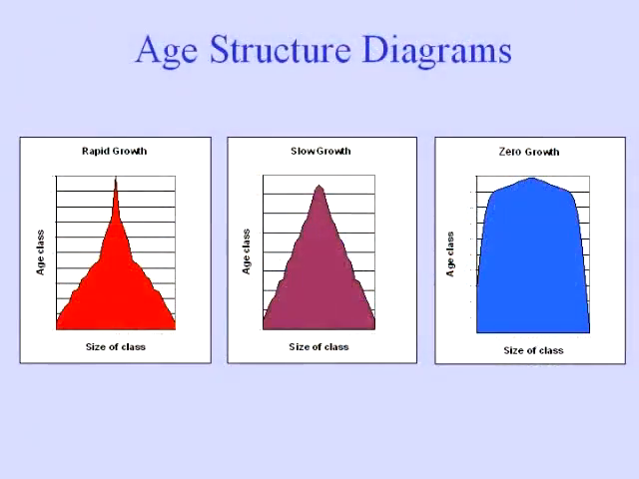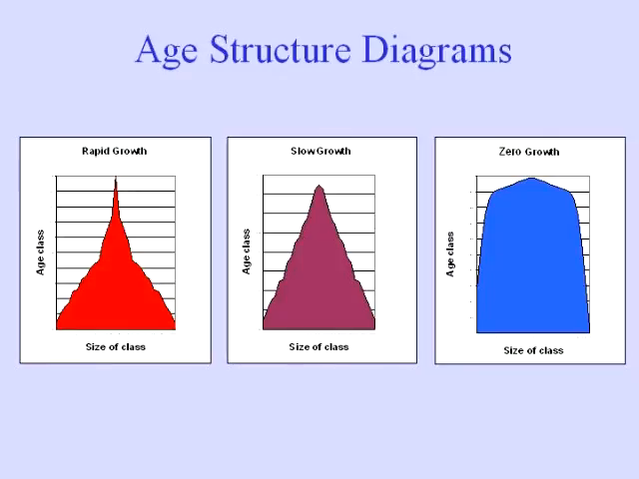Here are some graphs that I've made that model typical kinds of age structures of populations that are undergoing different kinds of growth patterns. So if we look at that red graph on the left, that's a graph of a population that is rapidly growing. So for example, if we have a population of cottontail rabbits that have recently colonized some new area, they might produce an age structure pattern that looks like that.